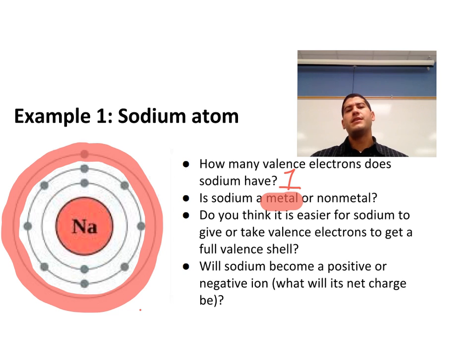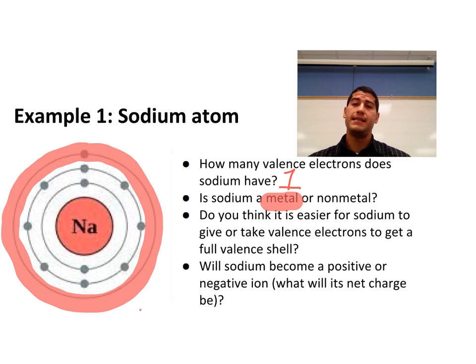Now, the 3rd question is an interesting one. In the last slide, we learned about the octet rule, or the rule of 8, that every atom wants to be stable by obtaining a full valence shell of 8 electrons. Atoms can get that full shell by giving electrons away or by getting electrons. Do you think it's easier for sodium, this atom, to get rid of its 1 valence electron or to gain 7 more from other atoms to get a full shell of 8 valence electrons?